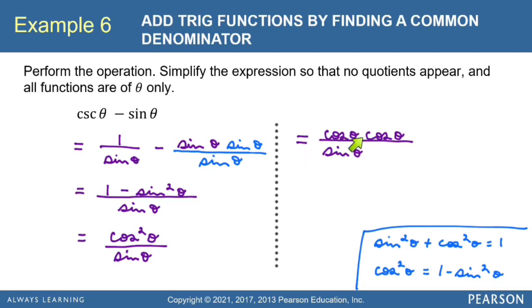We're going to group together this cosine theta over sine theta and leave this other cosine theta out here. The reason I grouped these together is because you'll recognize cosine theta over sine theta is equivalent to cotangent theta, right? So now this part can be rewritten as cotangent theta times cosine theta. And now we have performed the operation, which was subtraction, and we have simplified the expression so that no quotients appear and all the functions are of theta only. So we have cotangent of just theta and cosine of just theta.